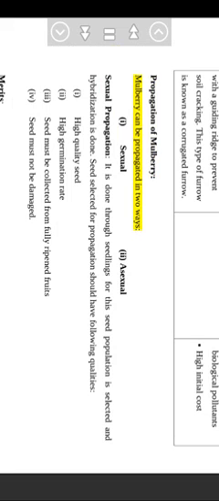Mulberry can be propagated in two ways: sexual and asexual. Sexual propagation is done through seedlings. For this, a seed population is selected and hybridization is done. Seed selected for propagation should have the following qualities: high quality seed, high germination rate. Seed must be collected from fully ripened fruits. Seed must not be damaged.